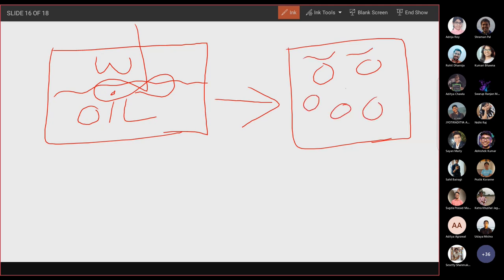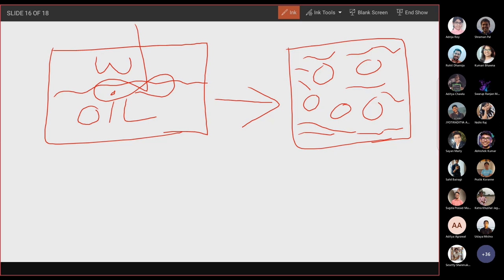So this is water, and these are the oil droplets. Whatever droplets I have shown here, this is the oil, and the remaining wavy part is water. So here, water is a continuous phase. Water is continuously present, whereas oil is present in a discontinuous manner. That is one oil droplet, and the droplets are not connected.